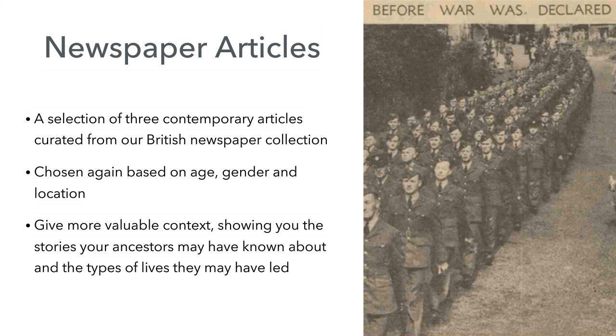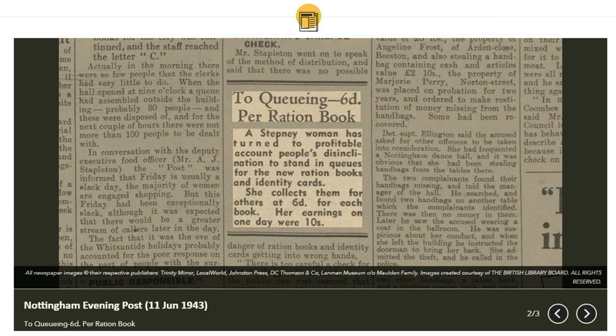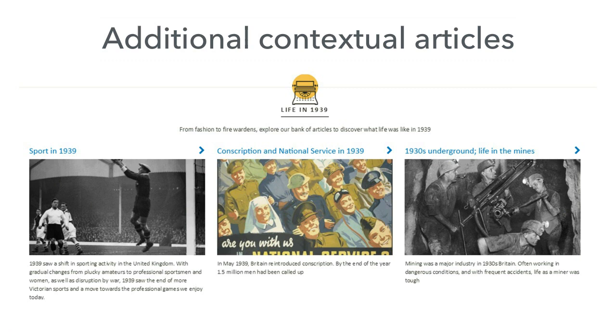during 1939. Here's one example about a Stepney woman who made 10 shillings in one day by providing a service to queue and collect ration books and identity cards for other people. We give you a little more context in the form of historically relevant articles that can give you the background too, and that will help you to understand these records.